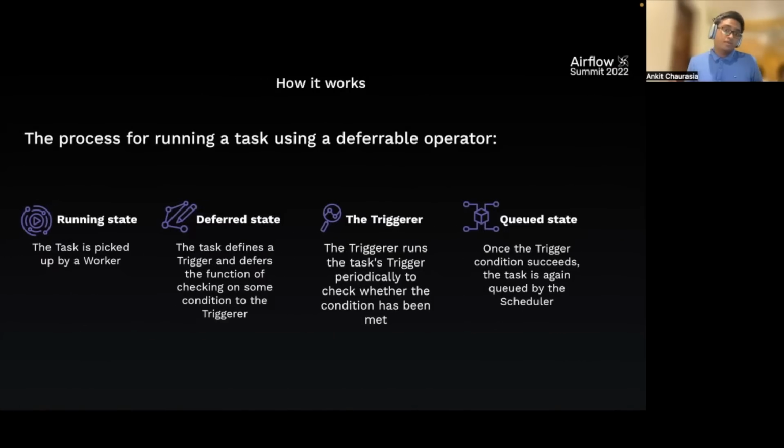So how does a deferrable operator work? The task is picked up by a worker. The task defines a trigger and a defer function of checking some condition to the triggerer. The triggerer runs the task trigger periodically to check whether the condition has been met. Once the condition succeeds, the task is again queued by a scheduler till the task finishes, right?